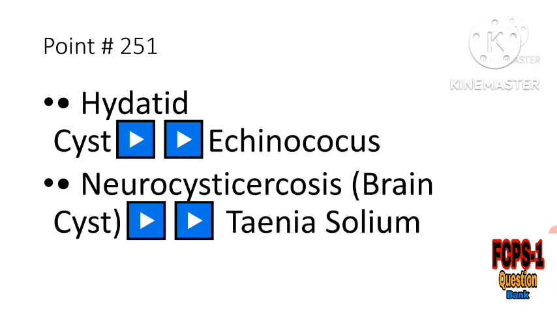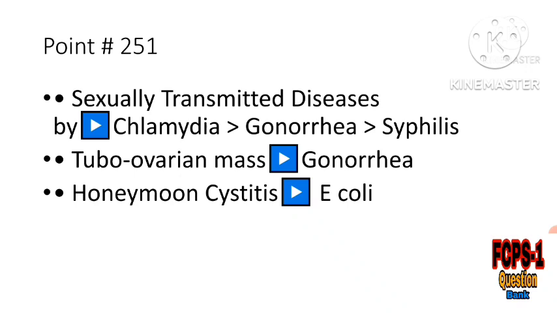Sexually transmitted disease is most commonly caused by chlamydia, then gonorrhea, and then syphilis. So most common is chlamydia, followed by gonorrhea, and followed by syphilis. And tubo-ovarian abscess is caused by gonorrhea. And honeymoon cystitis is caused by organism E. coli, that is gram-negative bacteria, E. coli.